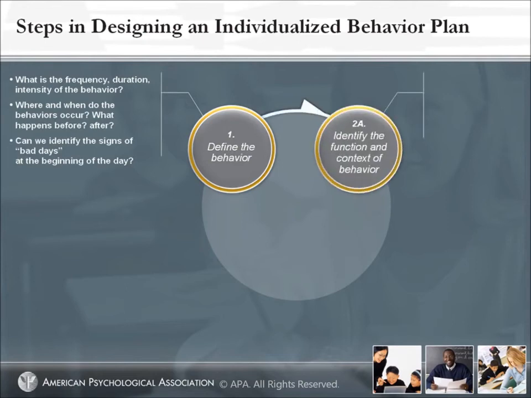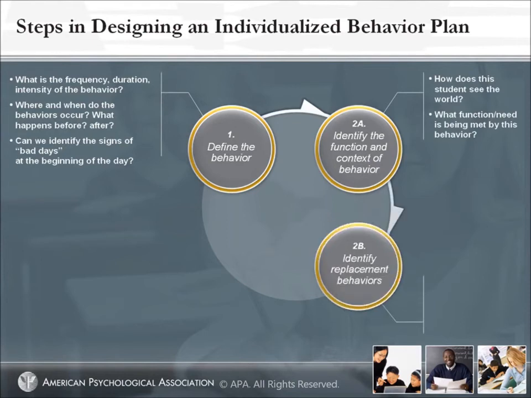2A. Identify the function and context of behavior. How does this student see the world? What function, need is being met by this behavior? 2B. Identify replacement behaviors. Alternatives that meet the same need. Functional for the student, reasonable for the classroom.